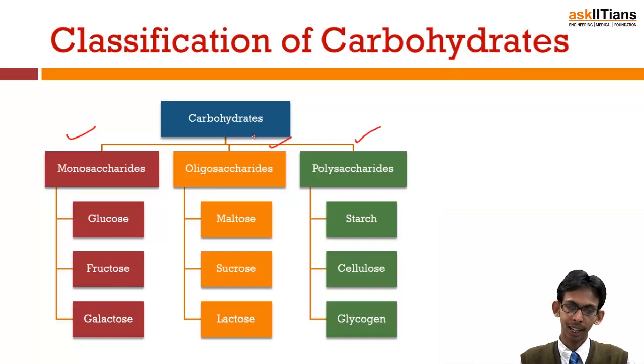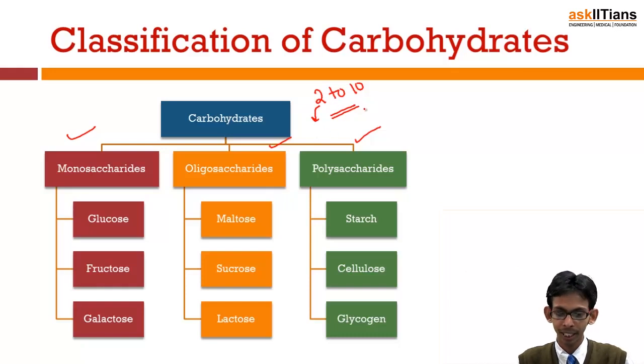Next is oligosaccharides. Oligosaccharides actually contain 2 to 10 monosaccharide units joined together. If they have 2 monosaccharide units joined together, they will be known as disaccharides. If they have 3 monosaccharide units, they would be known as trisaccharides. If they have 4 monosaccharide units, they will be known as tetrasaccharides. But the most important oligosaccharides are actually disaccharides, and maltose, sucrose and lactose are examples of disaccharides. These all are formed by combination of 2 monosaccharide units. We will discuss their structure in detail in coming slides.